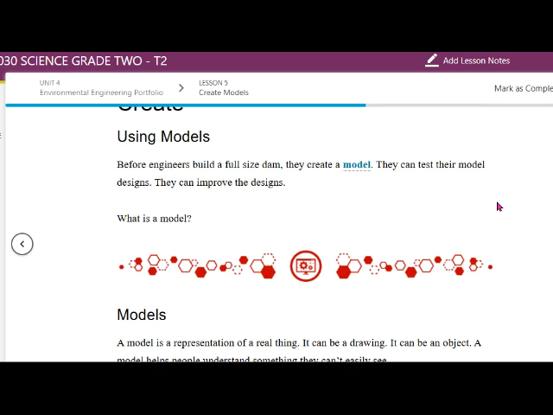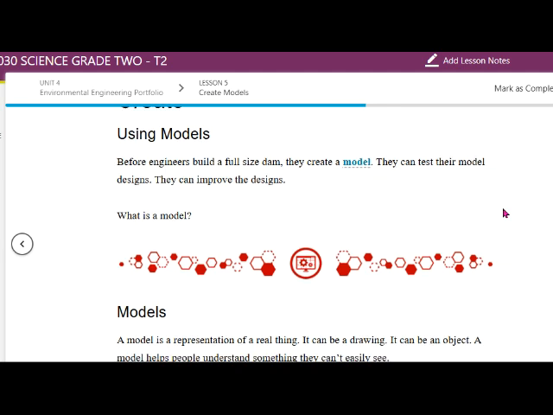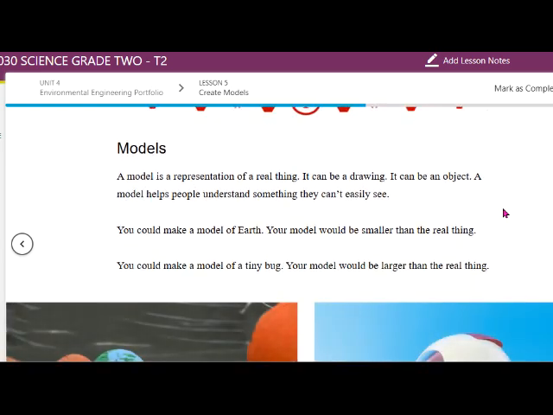Using models. Before engineers build a full-size dam, they create a model. They can test their model designs and they can improve the designs. But what is a model? A model is a representation of a real thing. It can be a drawing, it can be an object. A model helps people understand something they can't easily see.